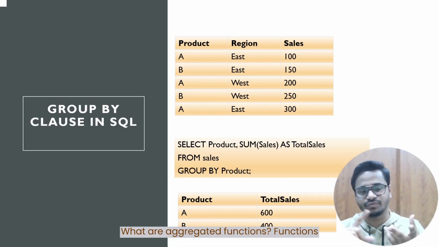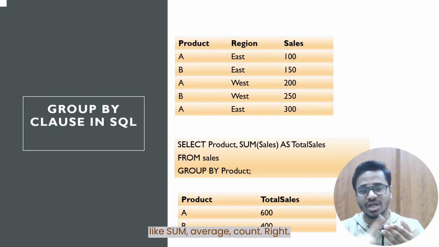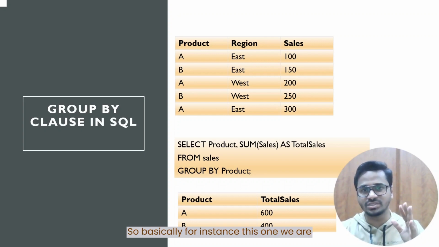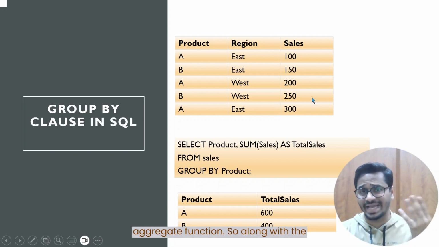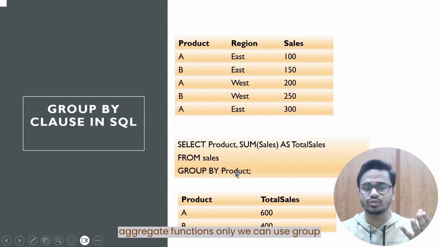What are aggregated functions? Functions like sum, average, count, right? So basically, for instance, this one we are doing the sum, isn't it? So that's an aggregate function. So along with the aggregate functions only we can use group by.